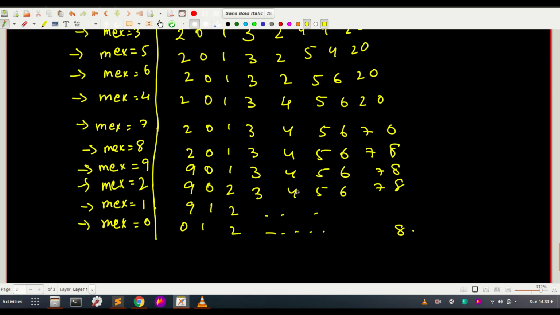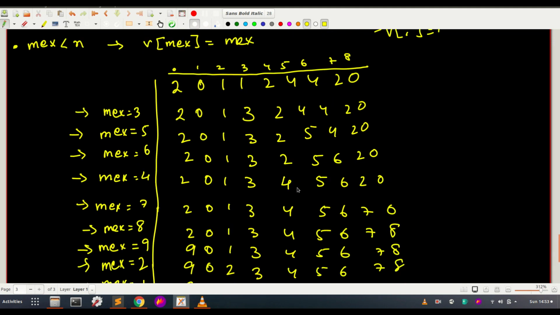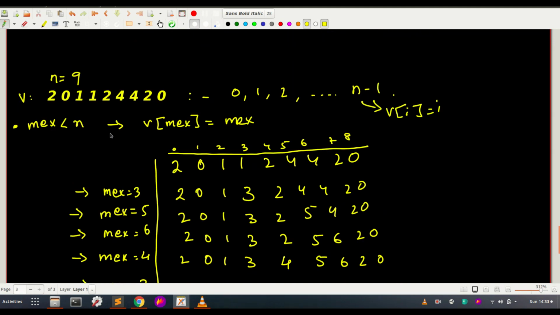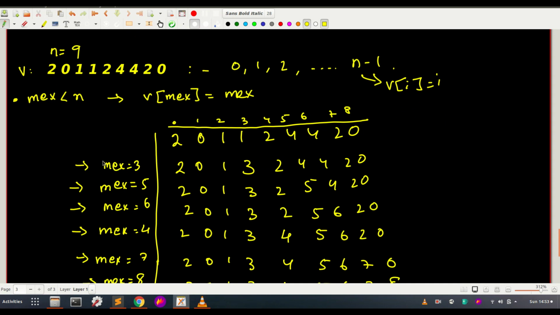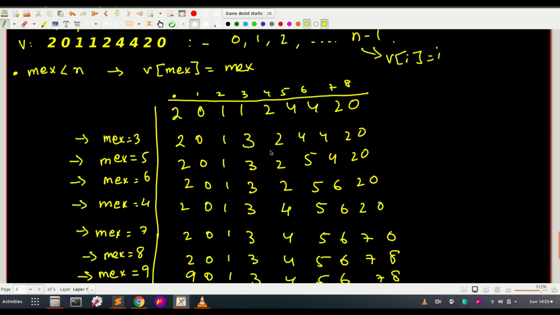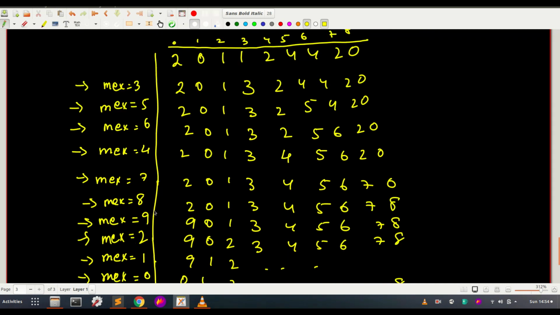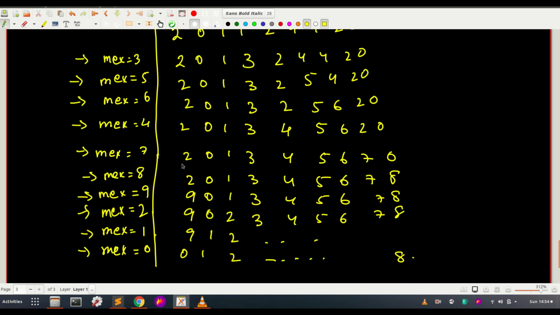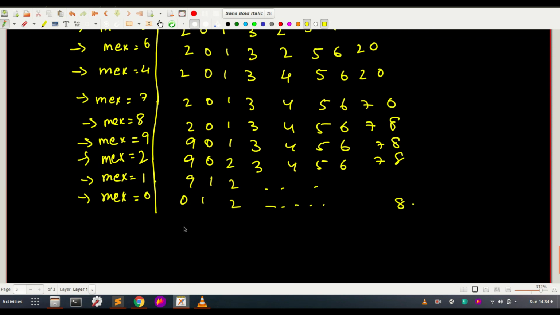So basically what we can understand is whenever I'm finding a MEX which is less than n, I just need one operation to replace the element with the correct value. Whenever I find MEX equal to n, I basically take two operations to correct the place. So definitely my total number of operations is going to be less than 2n.